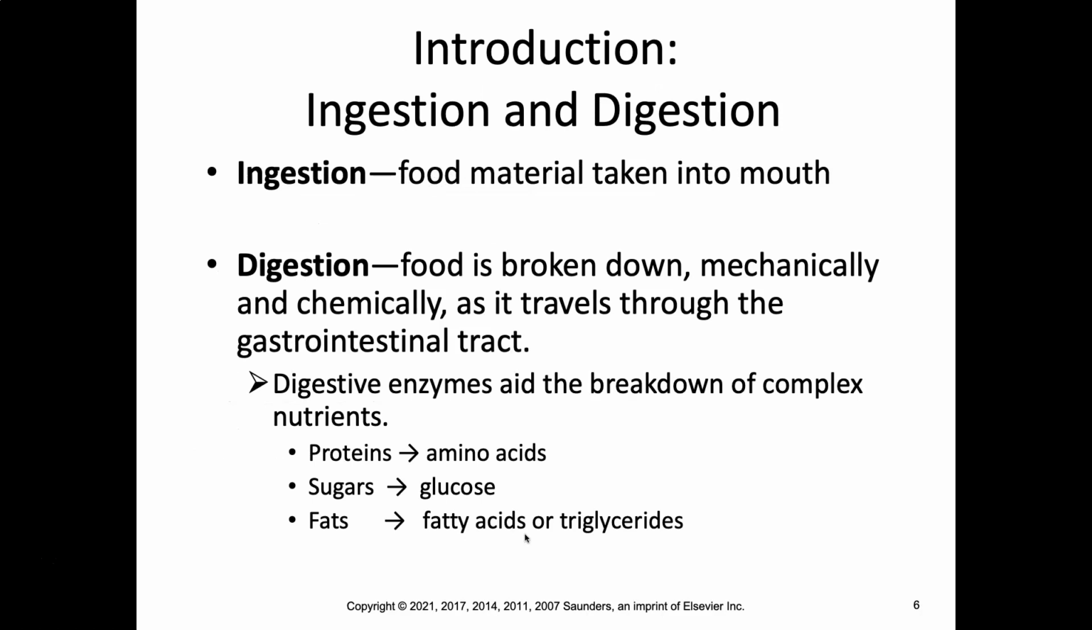Ingestion is the food material being taken into the mouth. Digestion is where it's broken down mechanically and chemically as it travels through your GI tract. In your mouth, you break it down mechanically using your teeth, but also chemically using your saliva. Then it travels as a bolus down through your esophagus to your stomach, and even more digestive enzymes and acids break it down. When it breaks down, your proteins become amino acids, your sugars become glucose, and your fats turn into fatty acids or triglycerides.